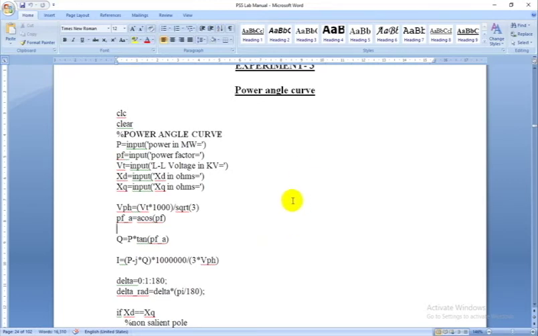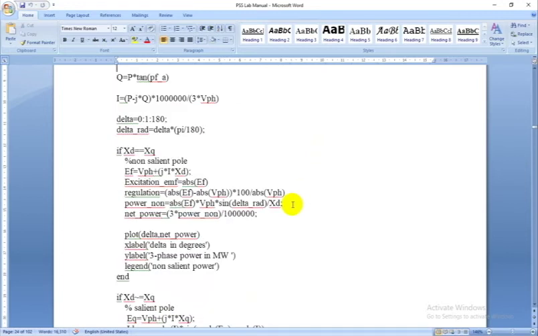The program is written for drawing the power angle curve for salient and non-salient pole machines. In a non-salient pole machine, as we know, the direct and quadrature axis reactances are equal. This is the coding written for getting the power angle equation. From the power angle equation, one can plot the power angle curve. Here are the field voltage, excitation EMF, and regulation. Power non, meaning power output from the non-salient pole machine, is EV sin delta divided by Xd.